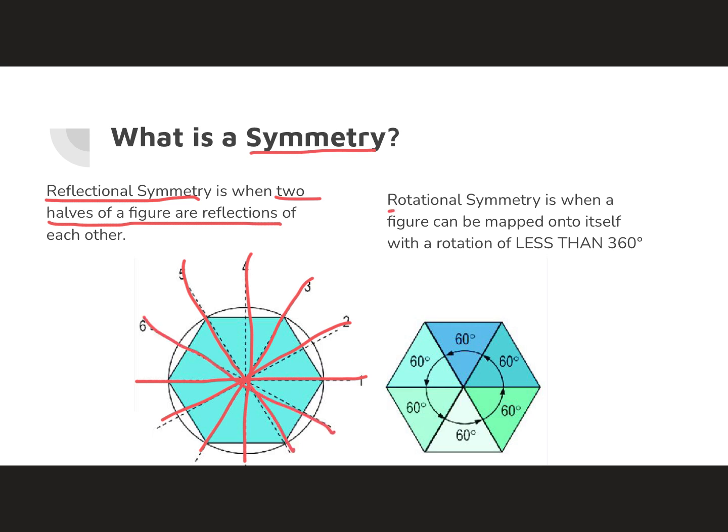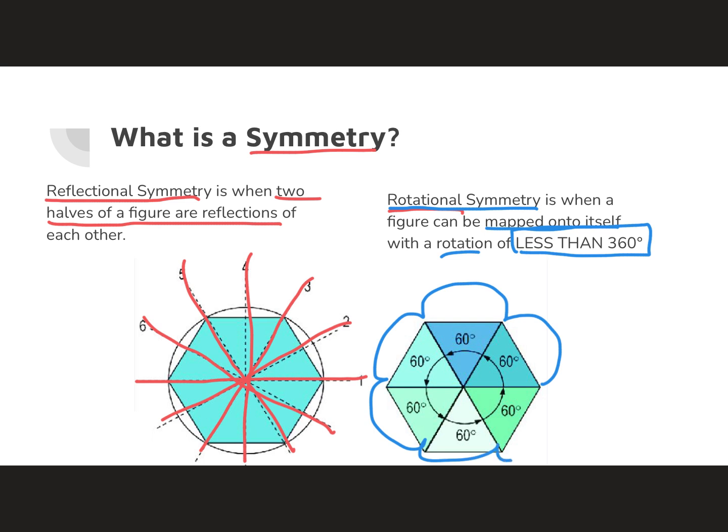And we also have what's called rotational symmetry. So that's when we're talking about mapping it onto itself with a rotation that is less than 360 degrees. So you'll notice this figure, every 60 degrees, I would get the same image. And I can find that it's 60 degrees because there are 6 sides, and I know that the entire way around is 360 degrees. So 360, the total number of degrees, divided by the number of sides, which is 6. Okay, so that's how you can always find that.